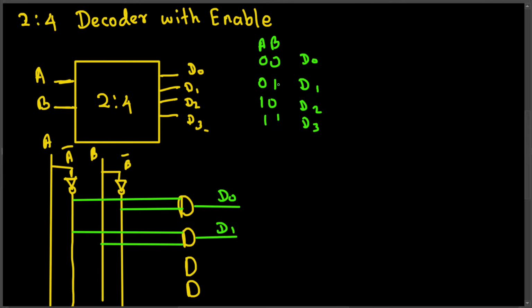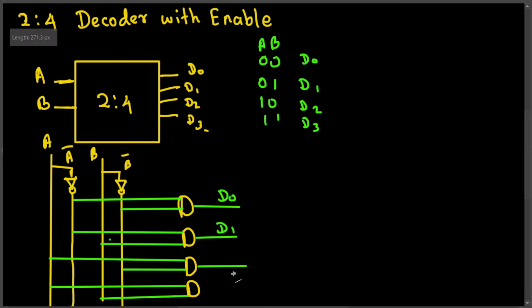So this is A complement B, which gives D1. That's why we have A complement B. And then to get D2, we have to have A and B complement. And to get D3, we have to have both of them, A and B. So this is a normal logic gate diagram for the decoder.